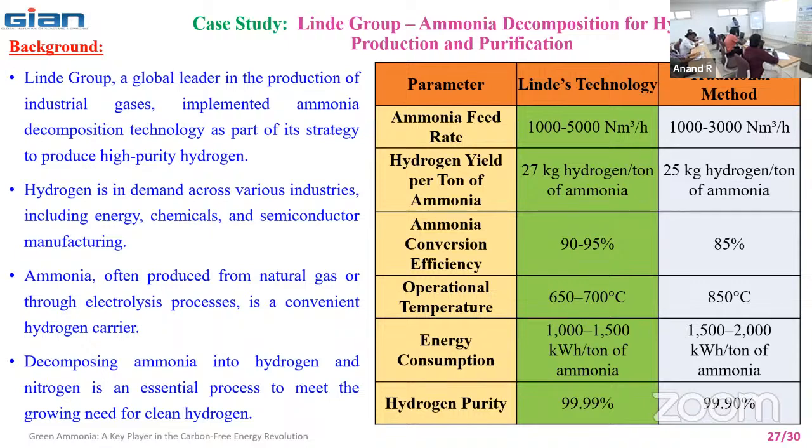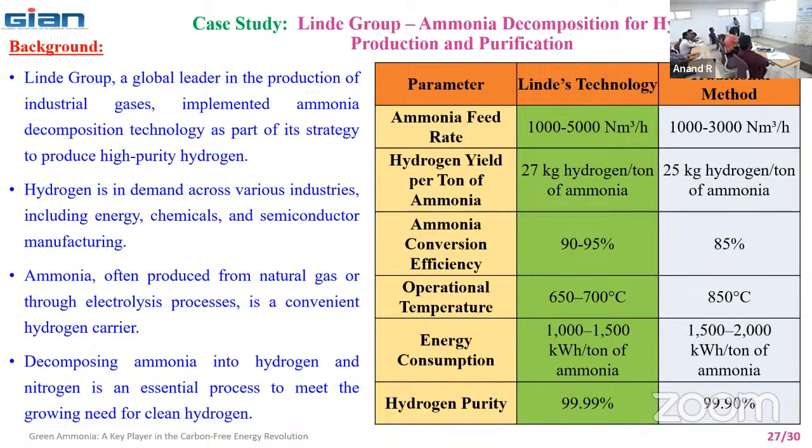You can see here, Linde technology has come up with a system of 1000 to 5000 normal meter cube per hour, while the traditional method is 1000 to 3000. For hydrogen, they are claiming 27 kg of hydrogen per ton of ammonia from Linde technology. The traditional method produces about 25 kg of hydrogen per ton of ammonia. Ammonia conversion efficiency here is 90 to 95%, which Linde is claiming. The traditional method, what we have discussed, comes around 88%.